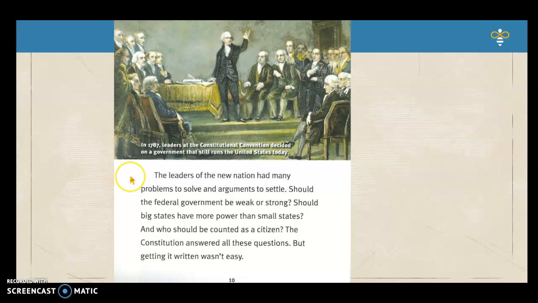The leaders of the new nation had many problems to solve and arguments to settle. Should the federal government be weak or strong? Should big states have more power than small states? And who should be counted as a citizen? The Constitution answered all these questions, but getting it written wasn't easy. In 1787, leaders at the Constitutional Convention decided on a government that still runs the United States today.